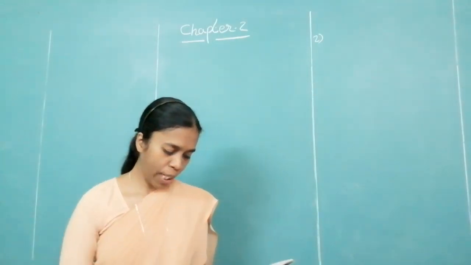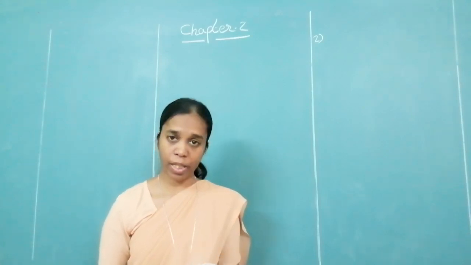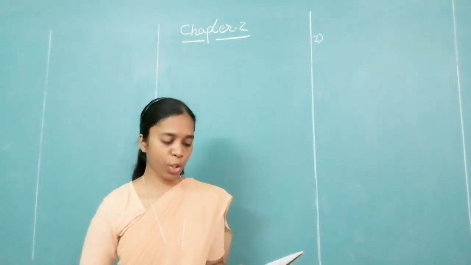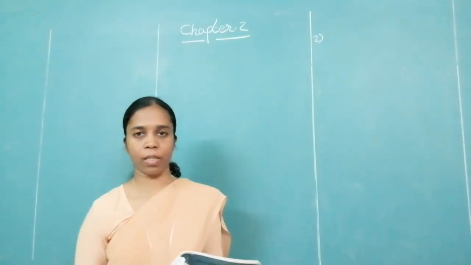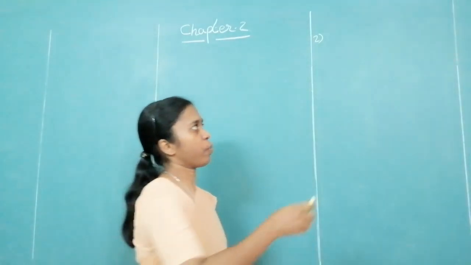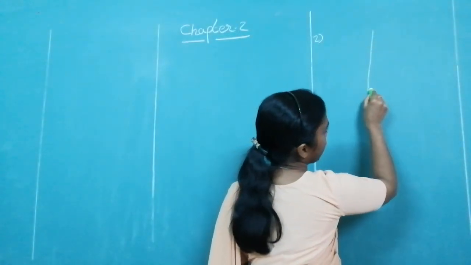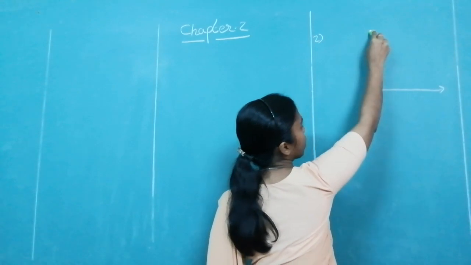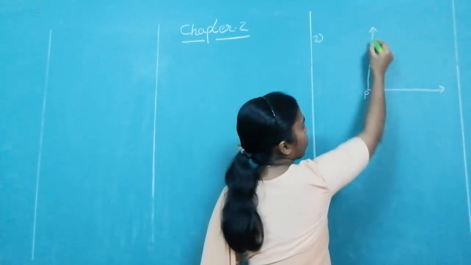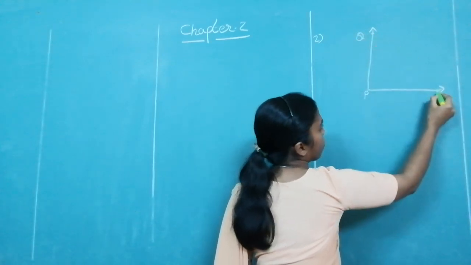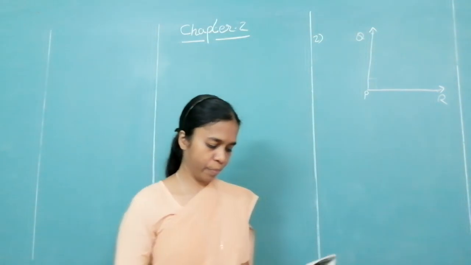Ray PQ and ray PR are perpendicular to each other. I read again. Ray PQ and ray PR are perpendicular to each other. You have two rays over there, ray PQ and PR. What is the speciality of them? They are perpendicular to each other. Both have a common point as P. So one is PQ, other one is PR. They are perpendicular, means this is 90 degree.